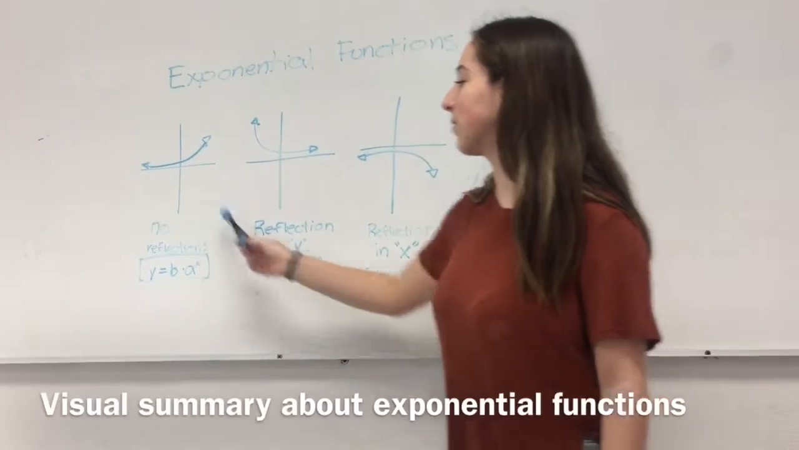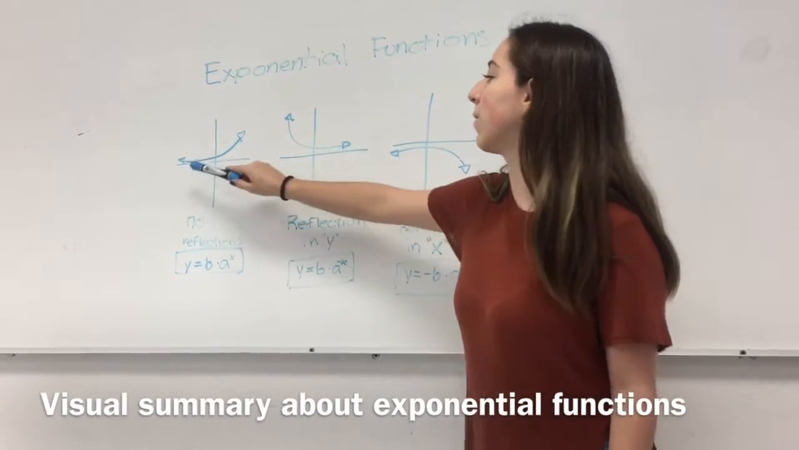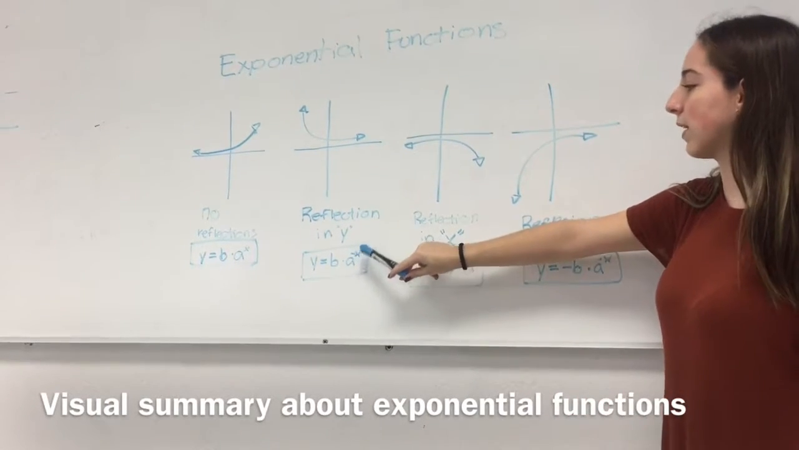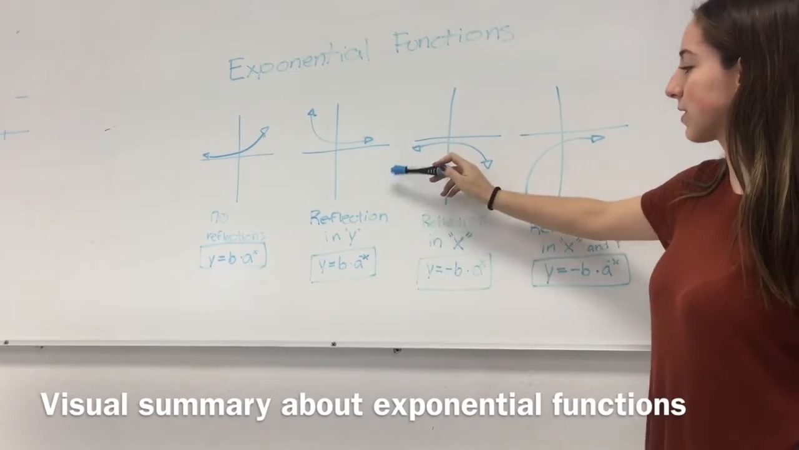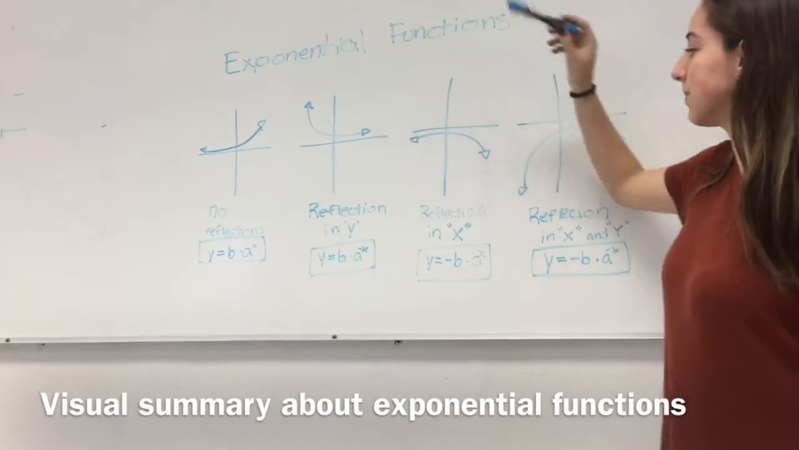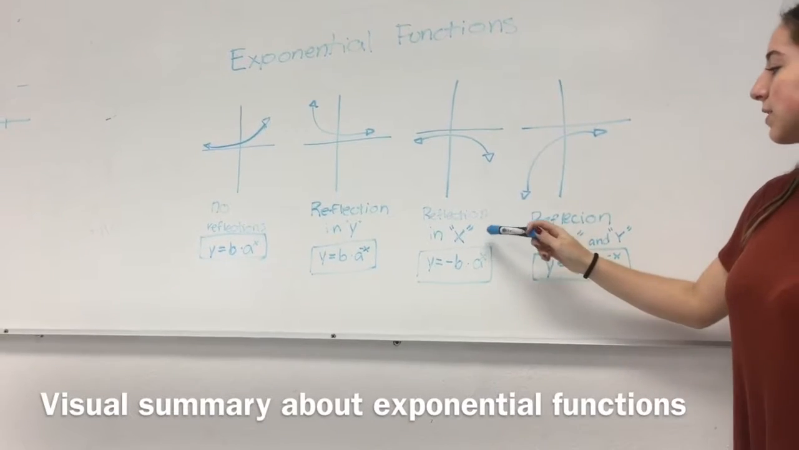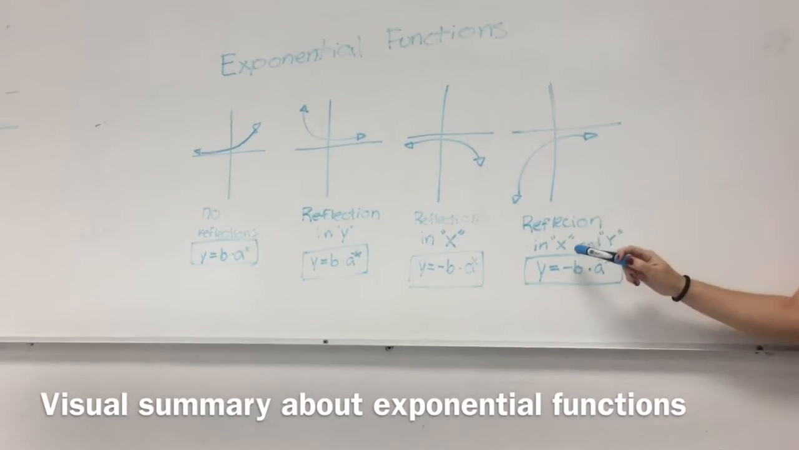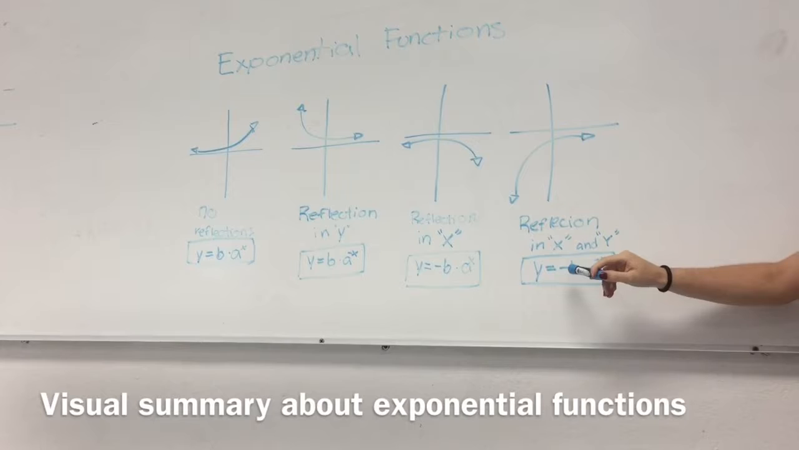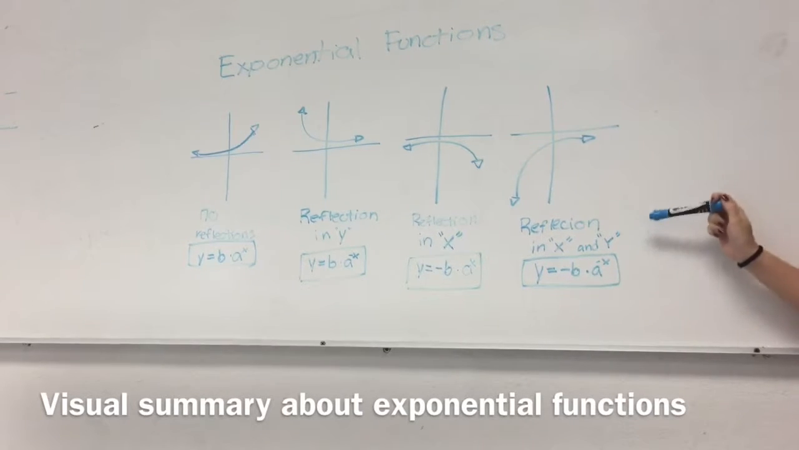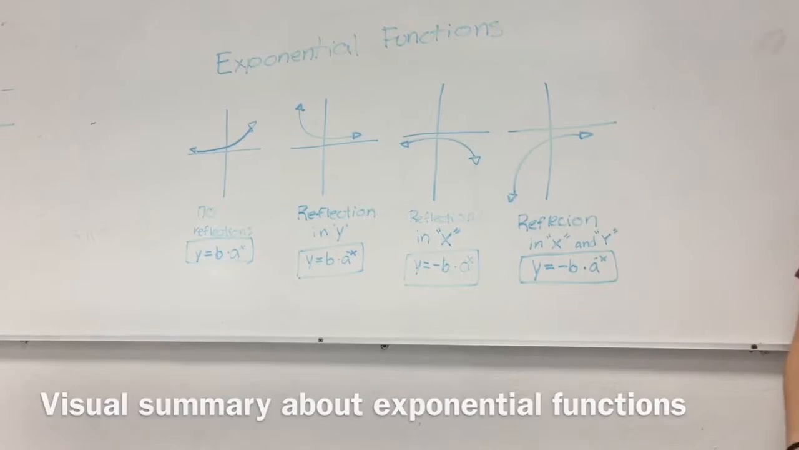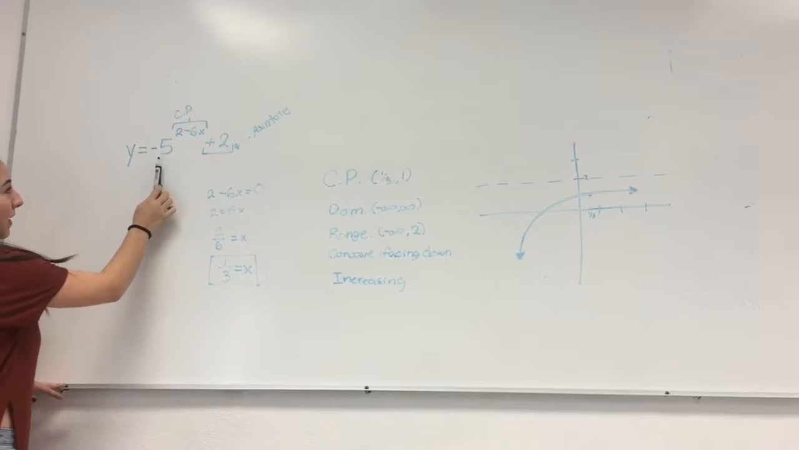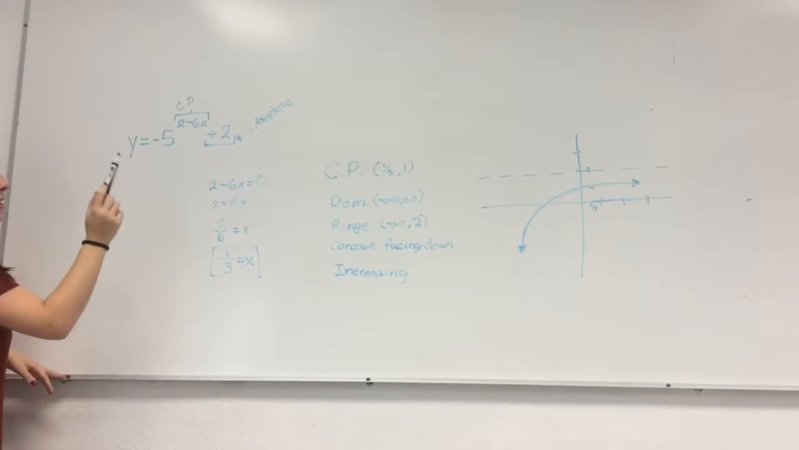In the graphs, when there are no negatives, there are no reflections, so it increases. Then when there is a negative on the x in the exponent, there's a reflection in y, and then it decreases. When there's a reflection in x, it's when the negative is here, and it decreases. And the reflection in x and y, in both, it's when the negative is here and in the exponent, and it increases. One example of the exponential functions is y equals -5 elevated to 2 minus 6x plus 2.